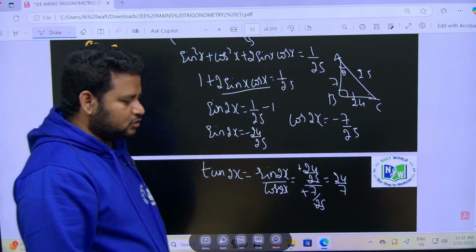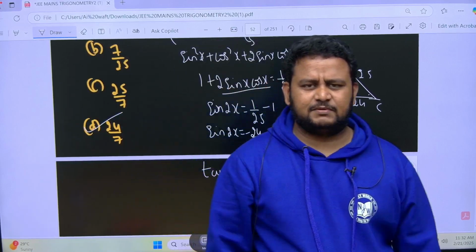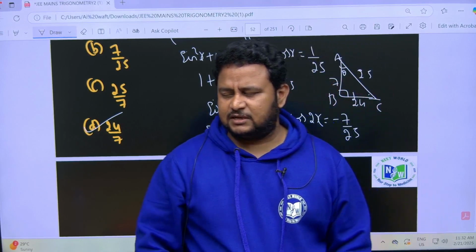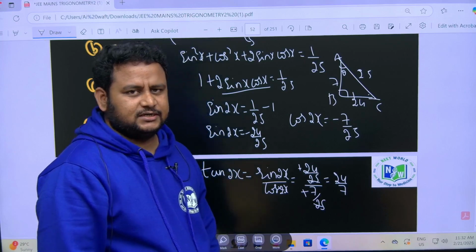Got it, friends? This is how you solve the question. When you see sin x plus cos x, that should strike your mind that you can make it sin square x plus cos square x by squaring on both sides. Got it?